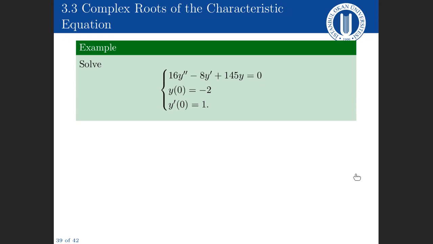Now an initial value problem. Solve 16y double prime minus 8y prime plus 145y is equal to 0, with the initial conditions y of 0 is minus 2, y prime of 0 is equal to 1.